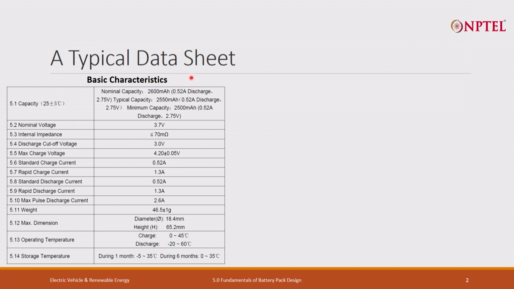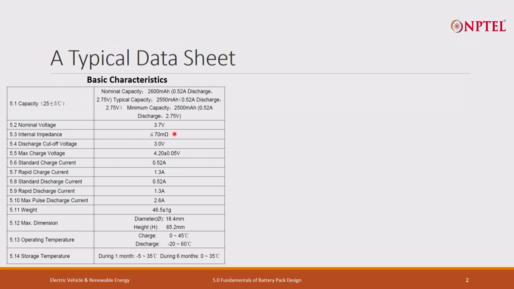One is the basic characteristics. For any cell, the manufacturer will specify the nominal capacity, which is 2600 mAh here. Then the nominal voltage, which for this specific chemistry is 3.7 volts. Then the internal impedance or resistance, which is 70 milliohms here. And then other parameters like the minimum discharge cutoff voltage, which is 3 volts in this case, then the standard charging current, the fast charging current, the rapid discharge current, and the standard discharge current. What these parameters mean is that these are the nominal characteristics of the cell.